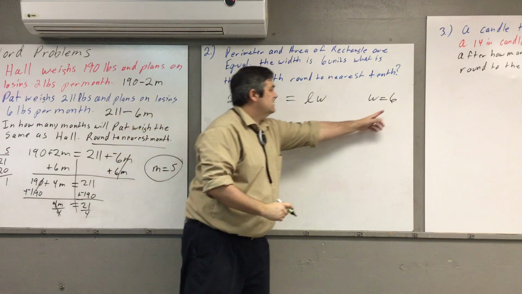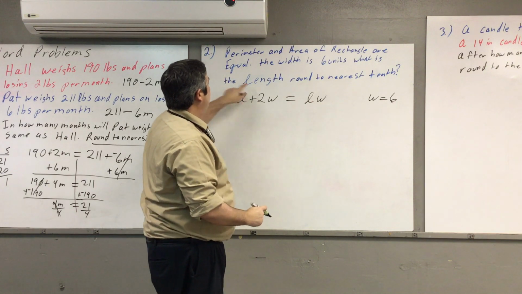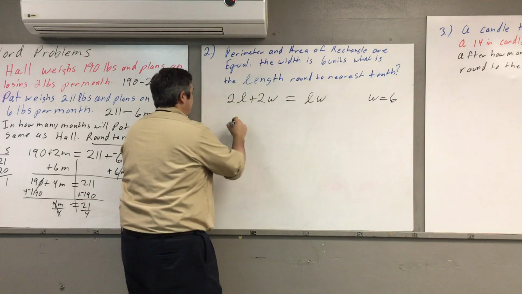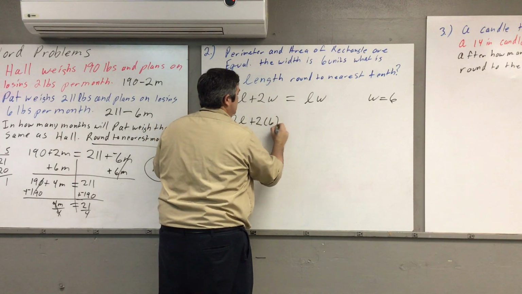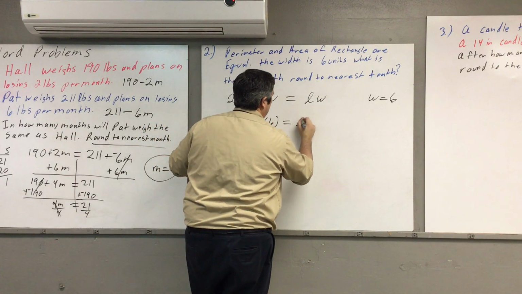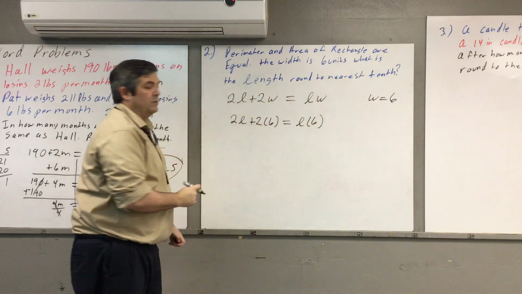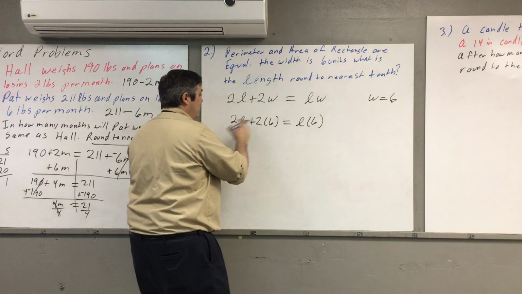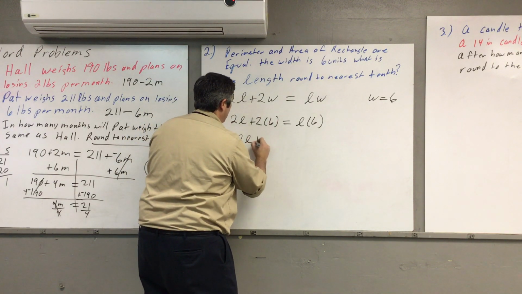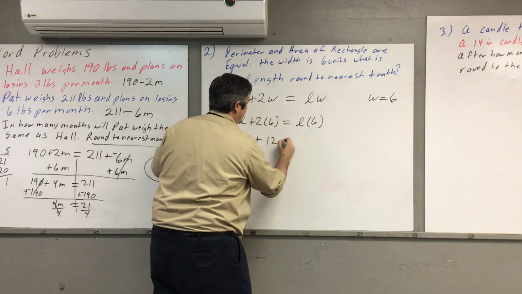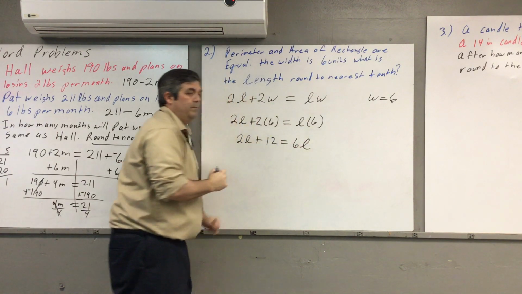So we're going to take this 6 and substitute it in for wherever there's a W to find out what the length is. So 2L plus 2 times 6 equals length times 6. Okay, so we're going to go in here and simplify what we can simplify. So we have 2L plus 12 equals L times 6, which is 6L.